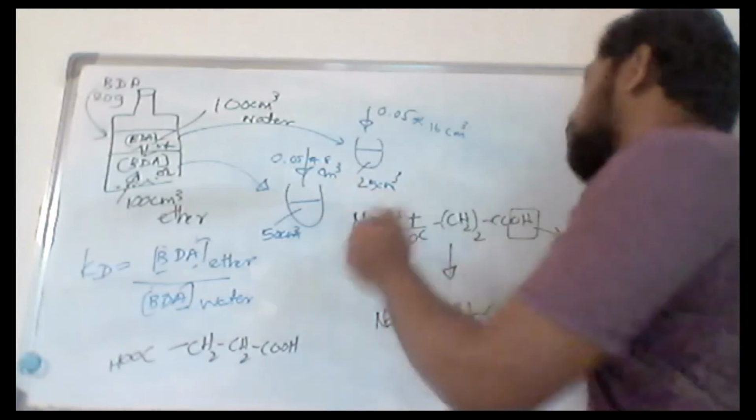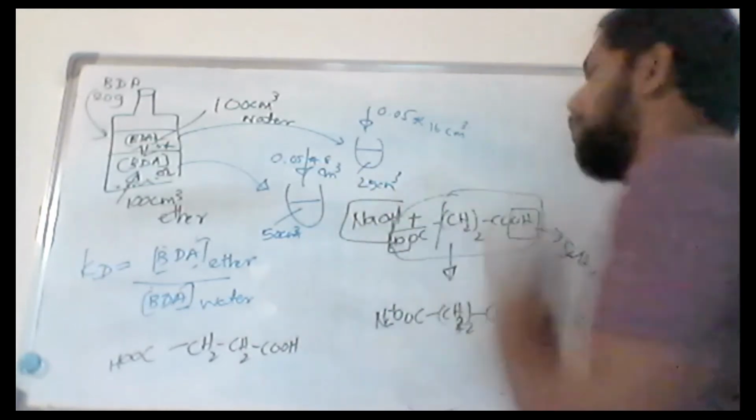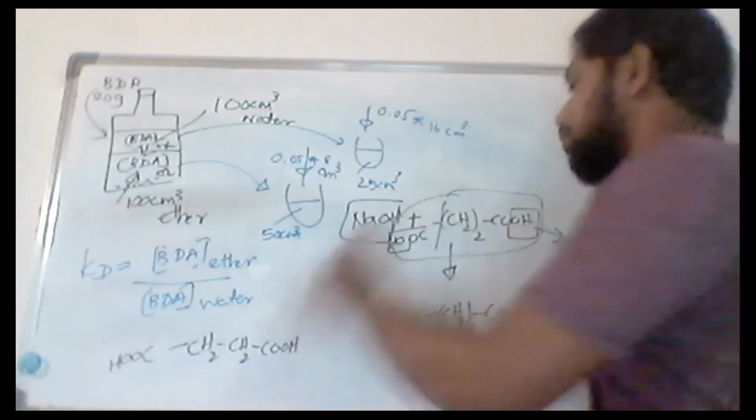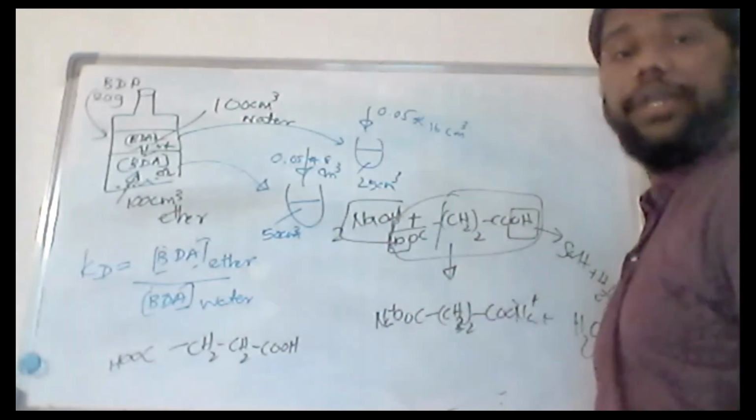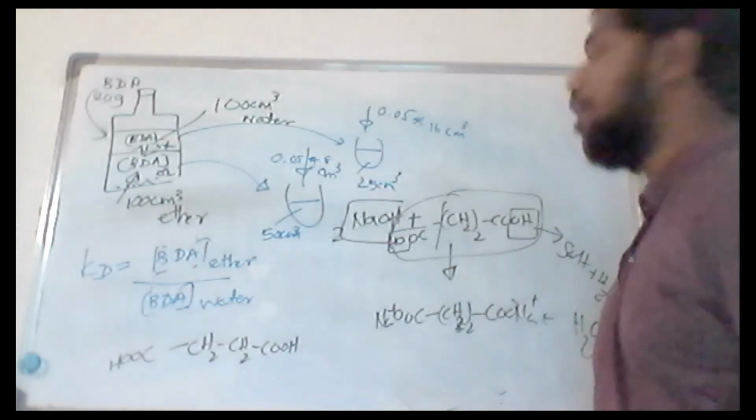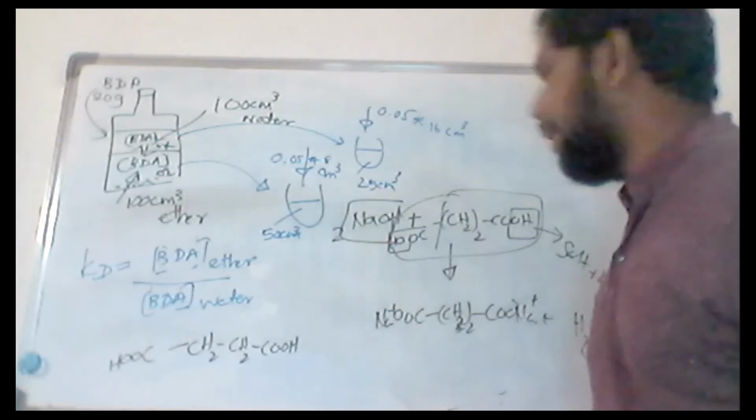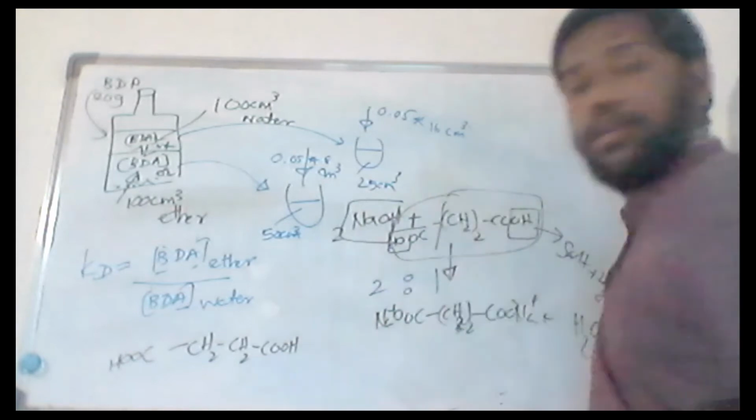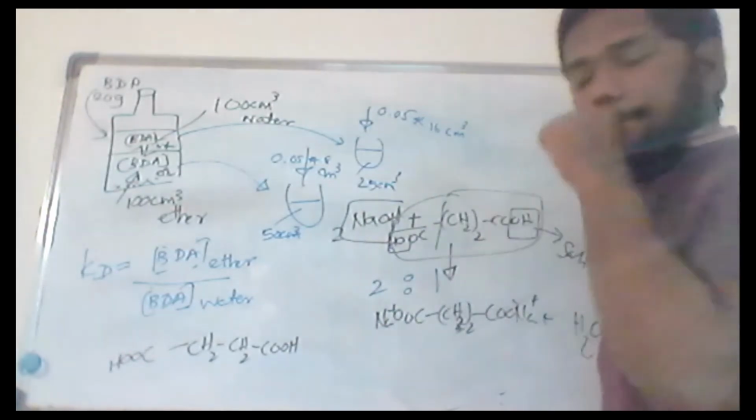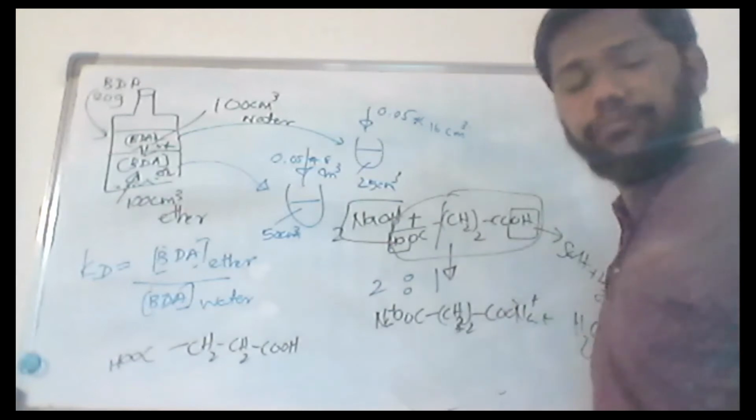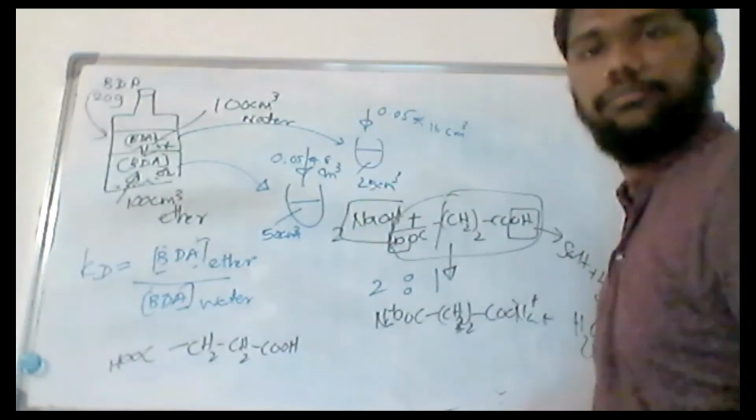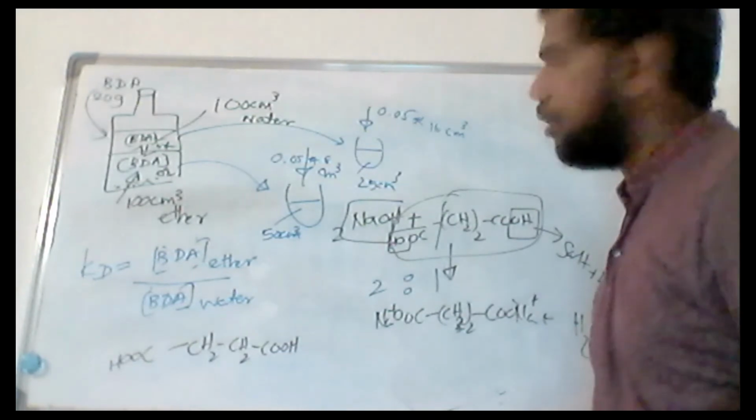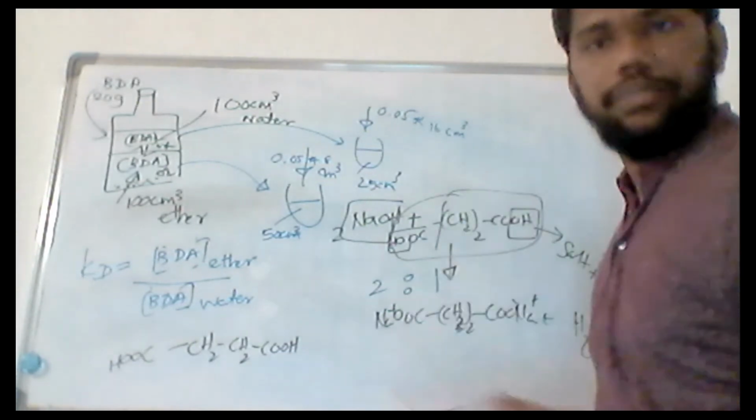So what is the stoichiometry between NaOH and butane dioic acid? If I want to balance this, I have to put 2 here. So the stoichiometry between BDA and NaOH is 1:2. This is the second point that you need to identify. Then your calculation becomes straightforward.